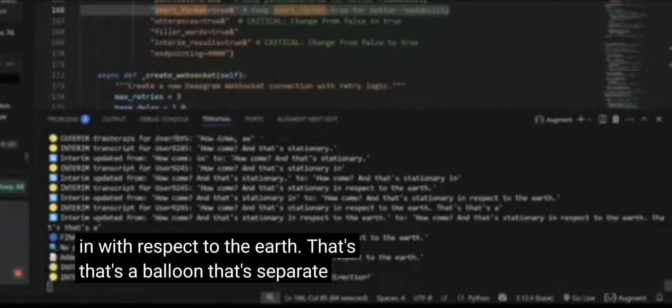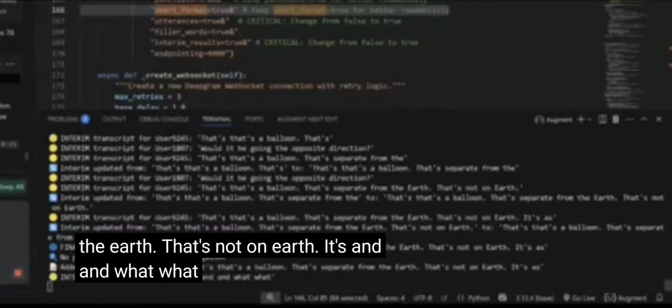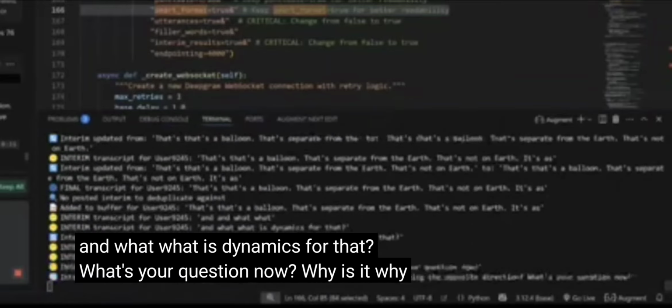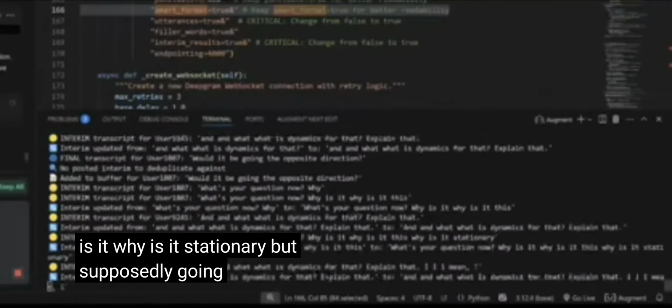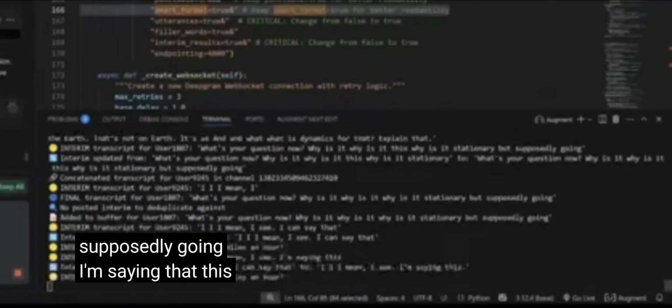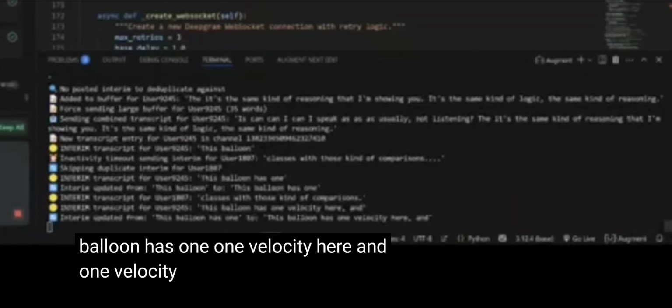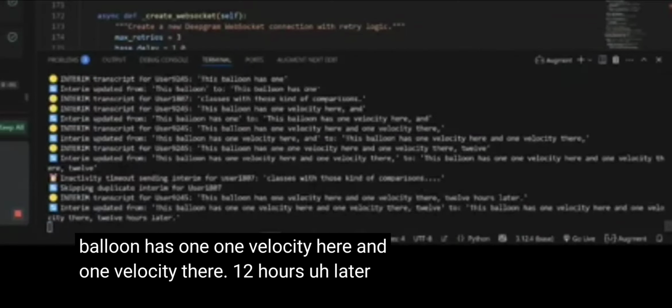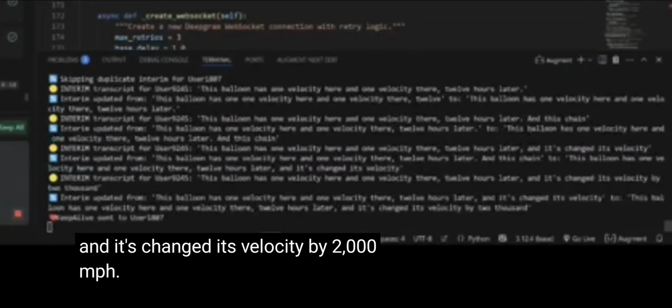That's a balloon. That's separate from the Earth. That's not the Earth. And what is the dynamics for that? What's your question now? Why is it stationary but supposedly going? I'm saying that this balloon has one velocity here and one velocity there 12 hours later, and it's changed its velocity by 2,000 miles per hour.